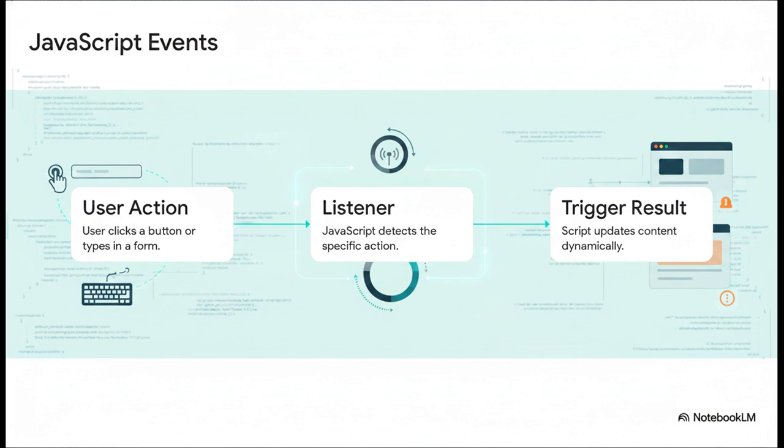Well, it's usually driven by user actions. First, a user does something. Maybe they click a fancy button or type into a form. Second, JavaScript uses a bit of code called an event listener, and it does exactly what it sounds like. It literally waits for and detects that specific action. Third, the script jumps into action and dynamically triggers a result. That could be revealing some hidden content or popping up an error message. And the best part is, it does all this without requiring the entire web page to reload from scratch.